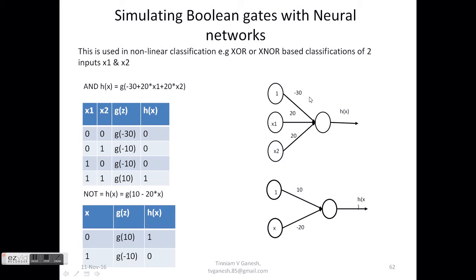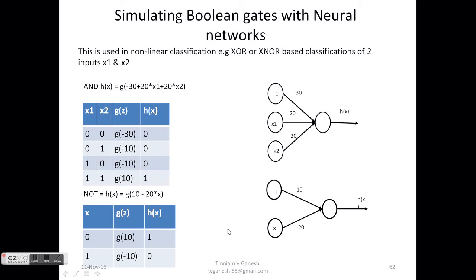What this means is, if x1 was 0 and x2 was 0, then you only get the bias input, that is minus 30. So g of minus 30, a large negative number, asymptotes to 0. When only one of them is 1, say x2 is 1, it is g of minus 30 plus 20, which is g of minus 10, which is again 0. But if both were 1, then it is g of minus 30 plus 20 plus 20, which works out to g of 10, a positive number, which means it will asymptote to 1.